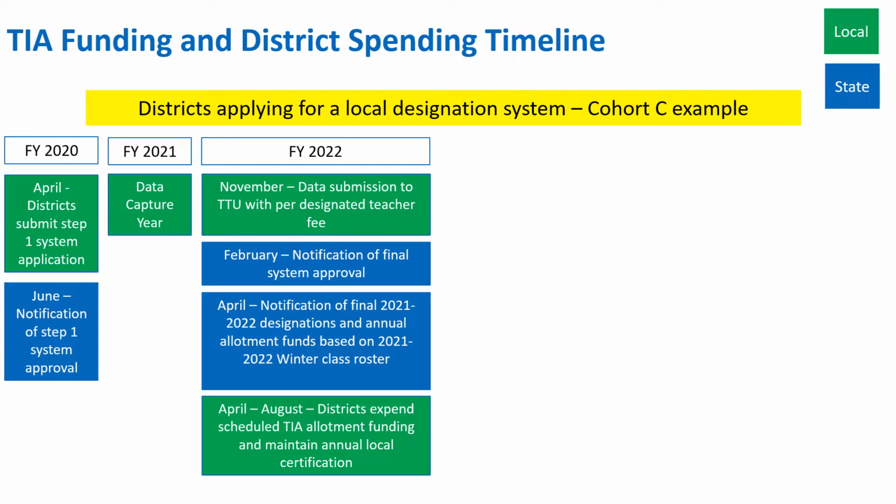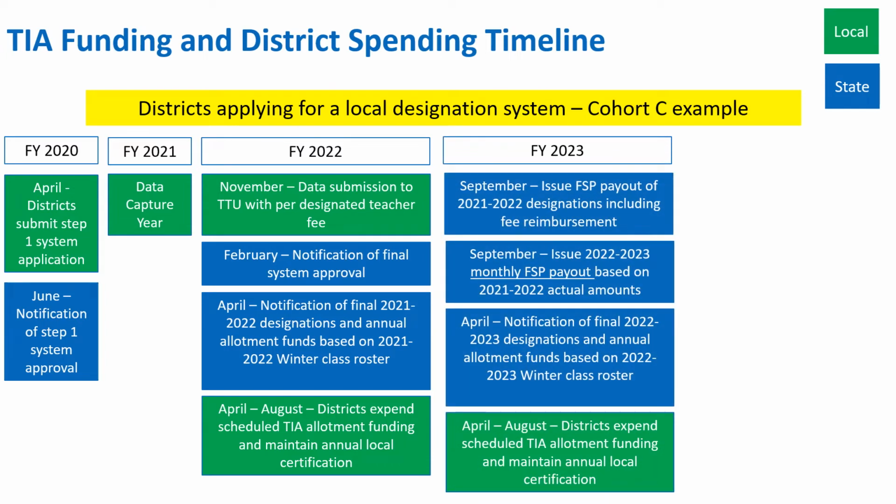They will then be notified of final system approval, and then in April, they will be notified of final 2021-2022 designations and the annual allotment funds based on 2021-2022 winter class roster data. They will then be expected to expend that funding between April and August. In FY 2023, the district would then receive their FSP payout of 2021-2022 designations, including their fee reimbursement.